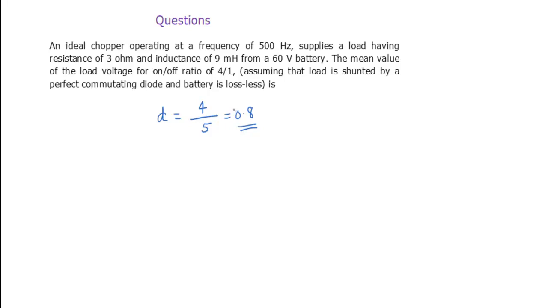Okay, so what is asked here? The mean value of the load voltage. So what is the mean value of the load voltage? V0 equals D times VDC. What is D? 0.8 into 60. So it is 48 volts. So that's it. Okay, so moving on to the next.